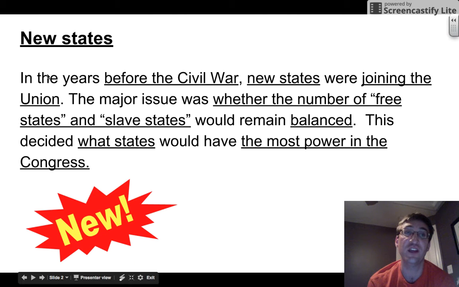New states. In the years before the Civil War, new states were joining the Union. The major issue was whether the number of free states and slave states would remain balanced. This decided what states would have the most power in Congress.